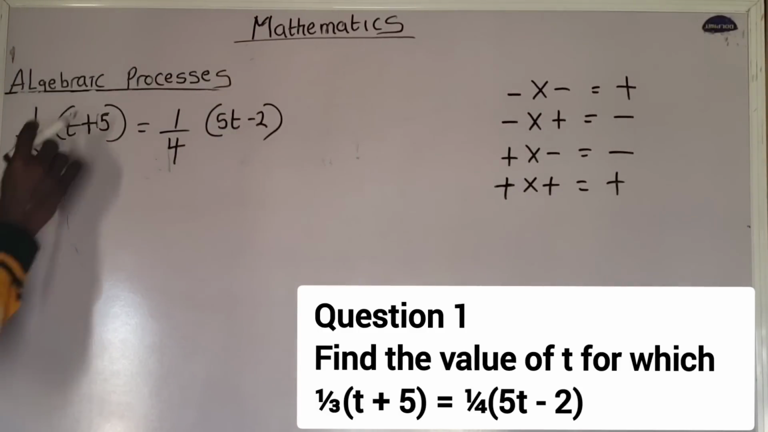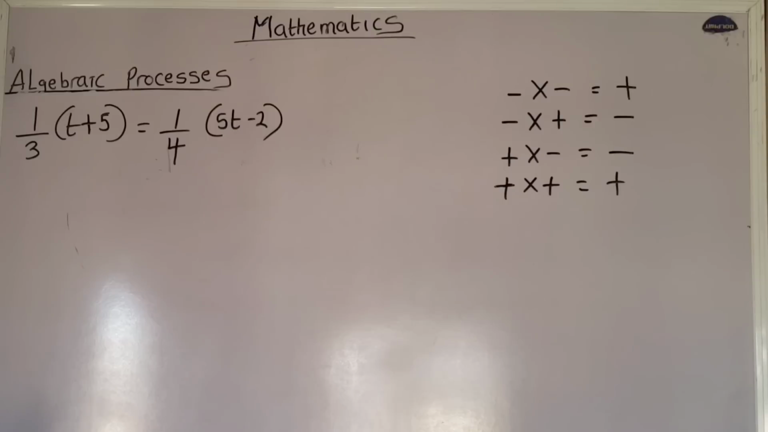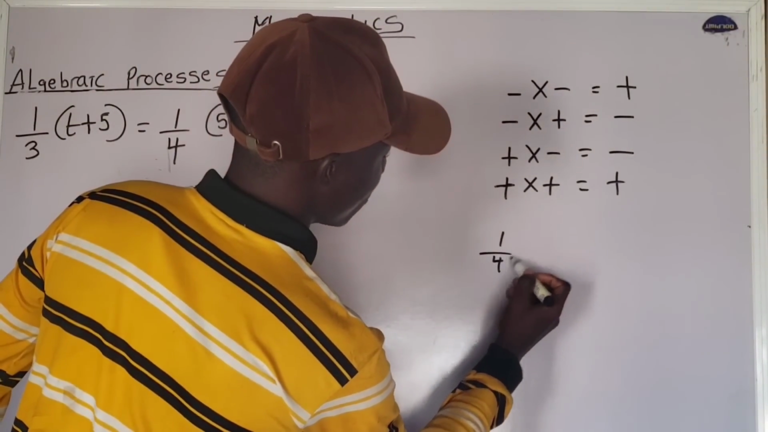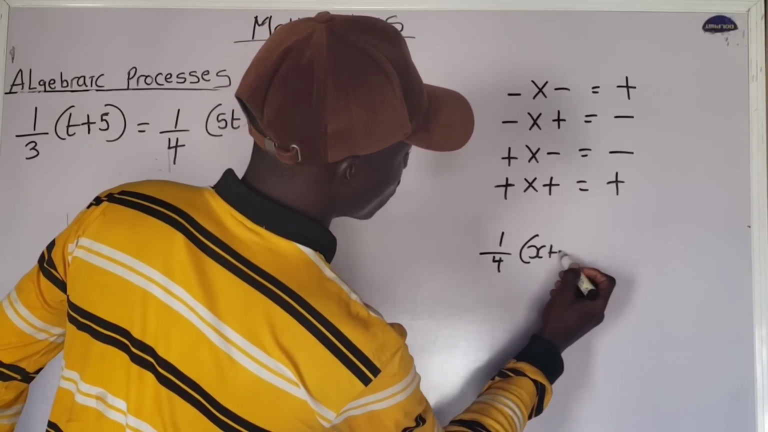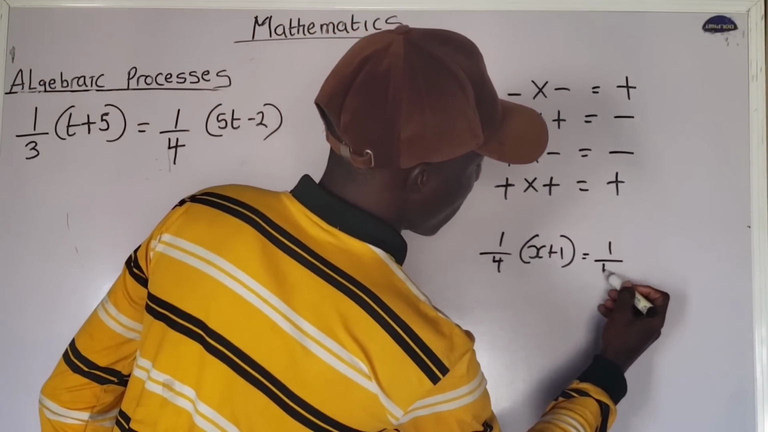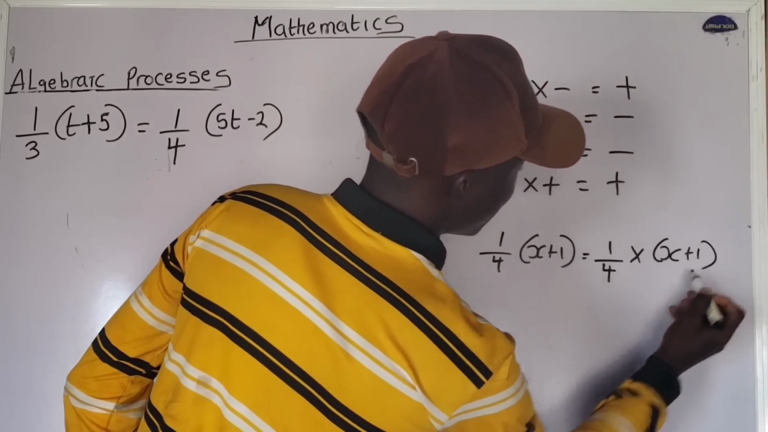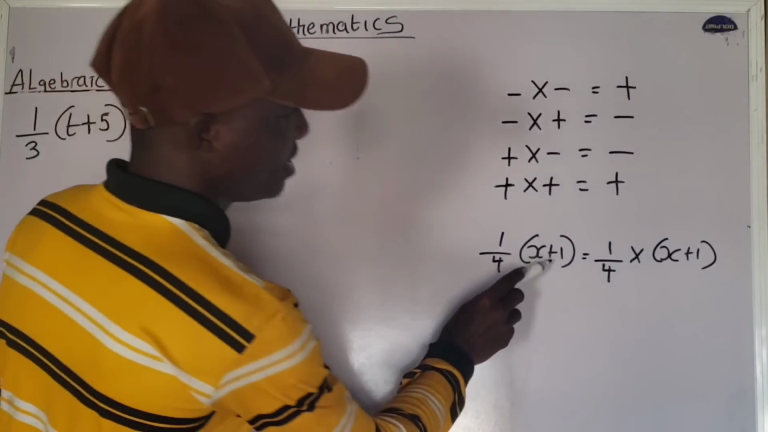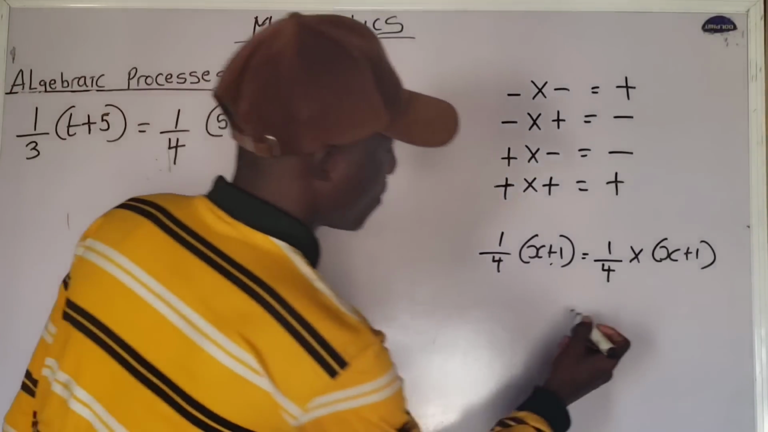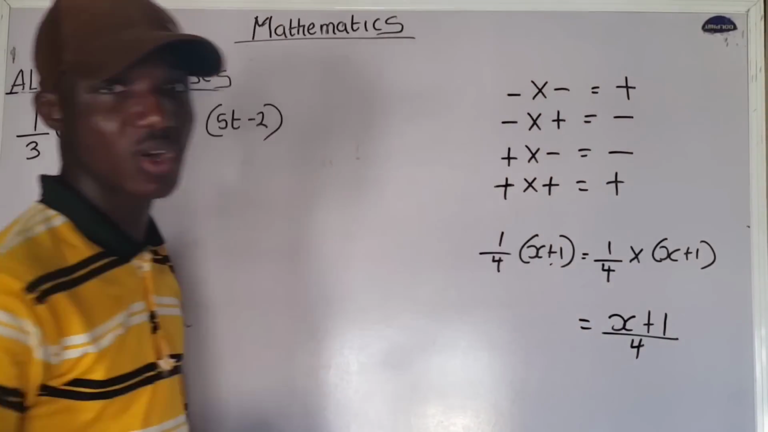Okay, now please, I want you to pay attention. You see, if you have something like this, 1 over 4 into bracket x plus 1, this is also the same thing as 1 over 4 multiplied by x plus 1. See, this x plus 1 will be multiplying the numerator. Do you understand? So for this, I'm going to have x plus 1 all over 4. Do you understand what I'm saying?